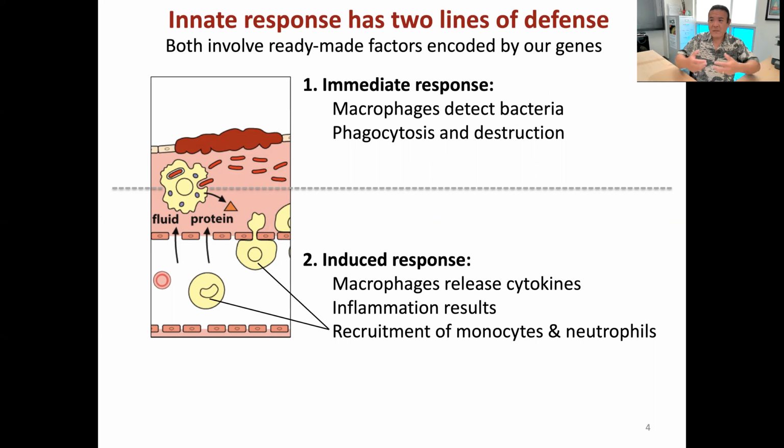So as the macrophages are busy eating, as long as they keep eating and eating, they keep sending out cytokine messages, these orange triangles. And as a result, the cytokine messages start building up, flowing through your blood, and other immune cells are recruited to the site of infection to help out. So we call this then the induced response of our innate immune system. Macrophages release cytokines and you get inflammation.